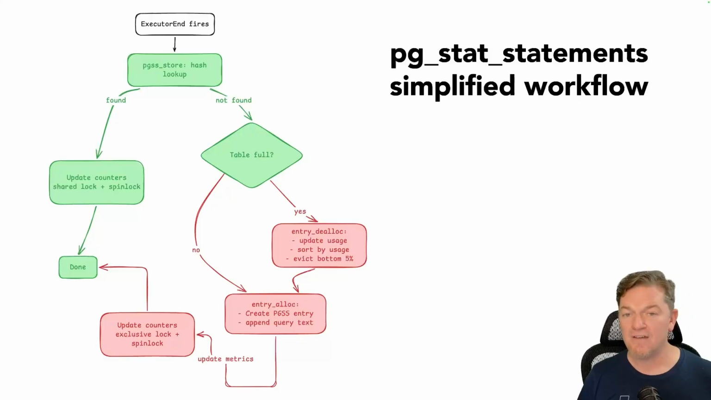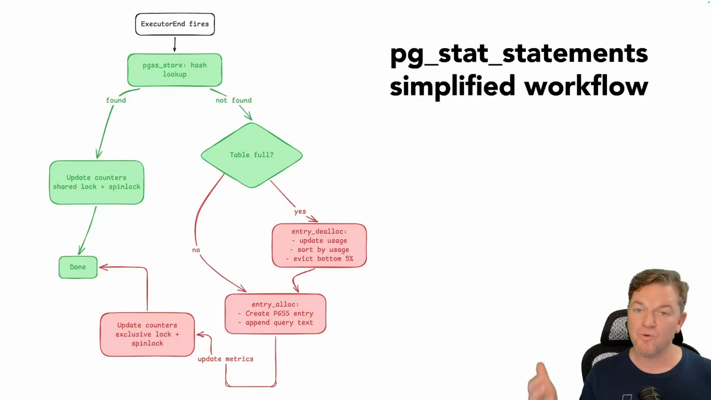If that entry is not found, then we go through another process. First, hey, is the table full? Have we reached pgstat max? If the answer is no, we still take an exclusive lock, which I tried to show here in red. We allocate a new entry, we make sure the query text gets put in that file, we update the metrics, and we move on. The tricky part does come in that deallocation phase.